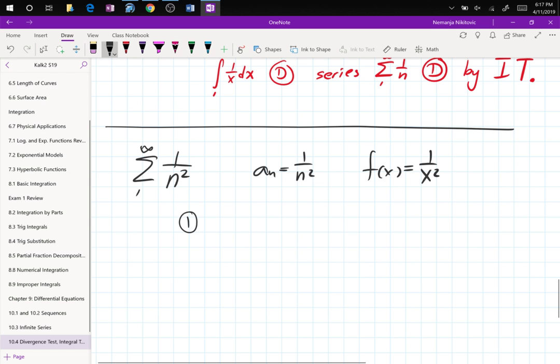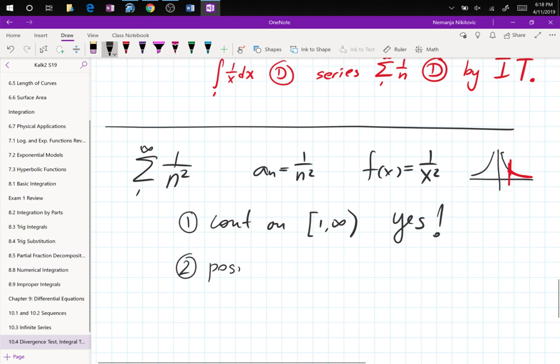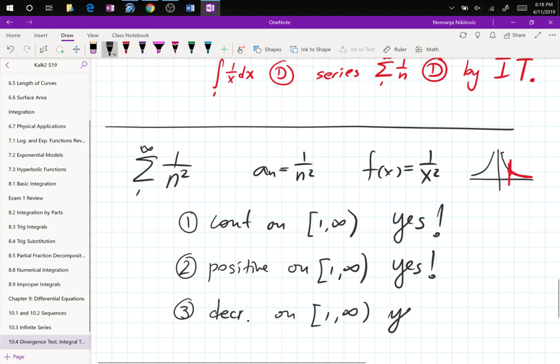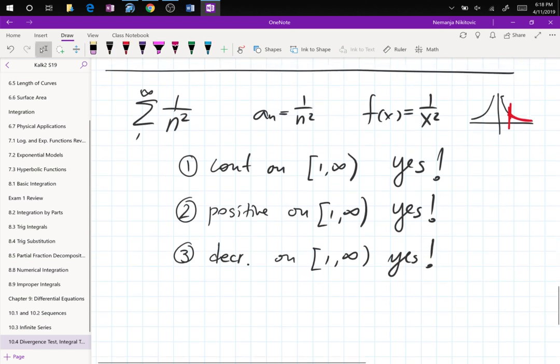Now, you might know the graph for this. So is it continuous on 1 to infinity? Yes, it is, because as you can see, we just have this part from 1 to infinity. So it looks exactly the same as 1 over x. So yes. Number 2, is it positive on 1 to infinity? The answer is again yes. And number 3, is it decreasing on 1 to infinity? And the answer is yes. All right, all 3 passed.